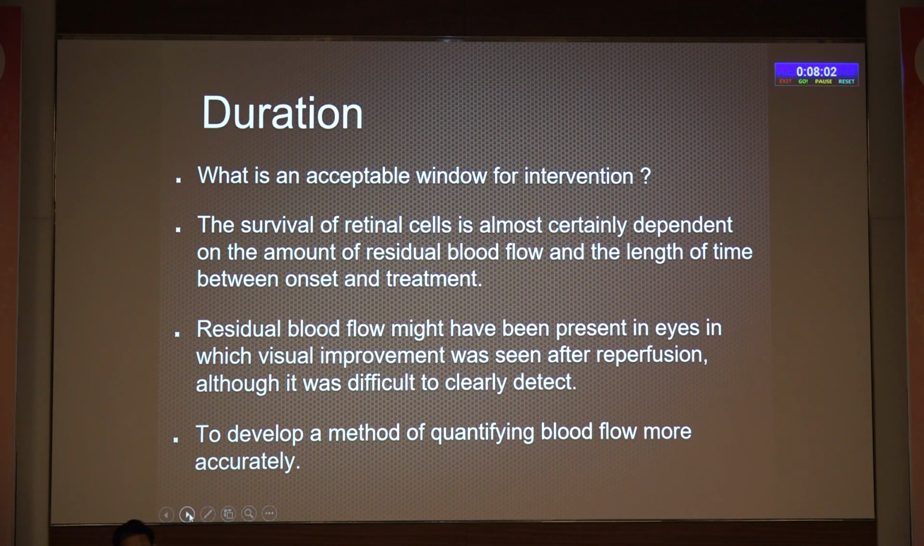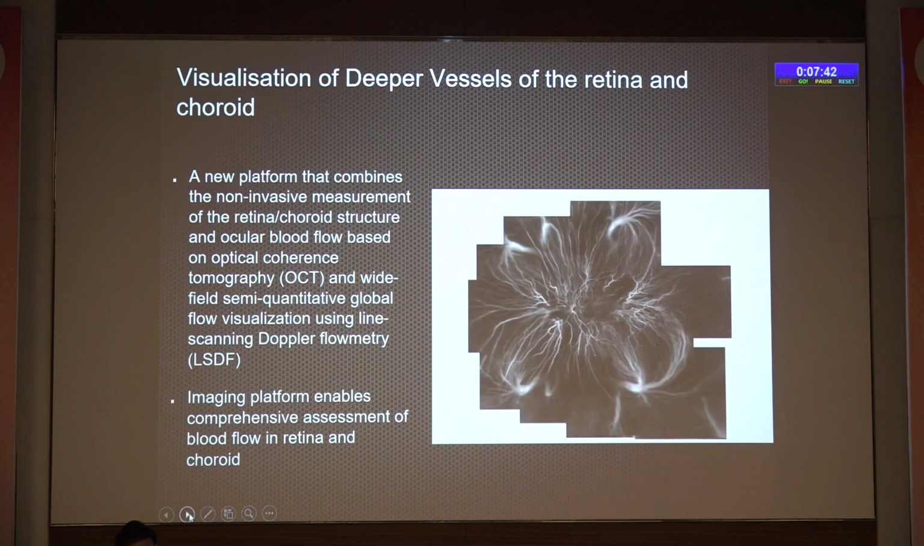But yes, the time window is the most important, because the survival of the retinal cells is totally dependent upon the time for which the blood flow has been suspended. There is some residual blood flow which does help them survive for some time, but we don't have a method of accurately quantifying how much blood flow there is, so we really don't know how much survival there will be.